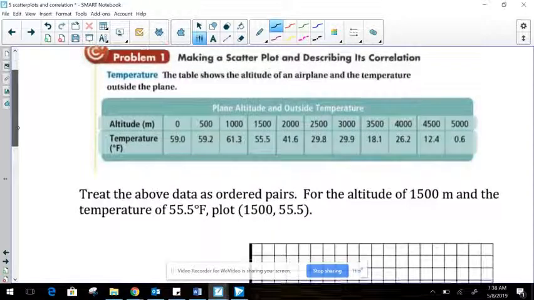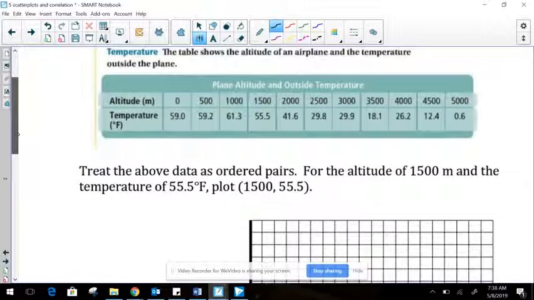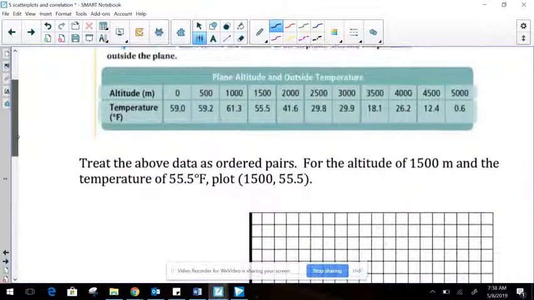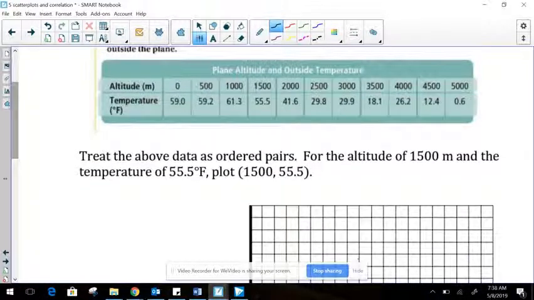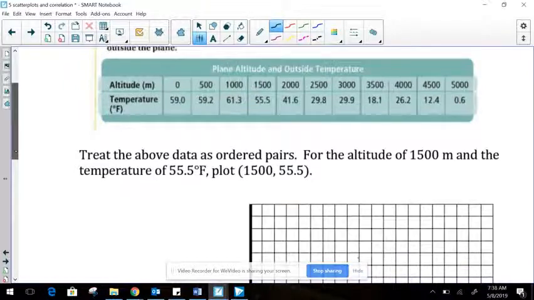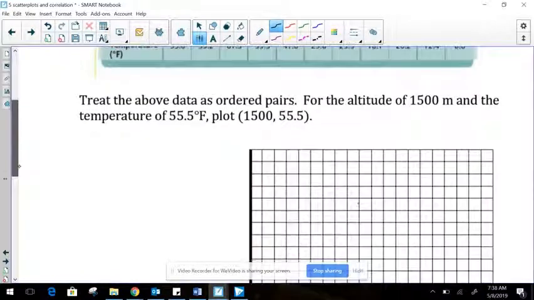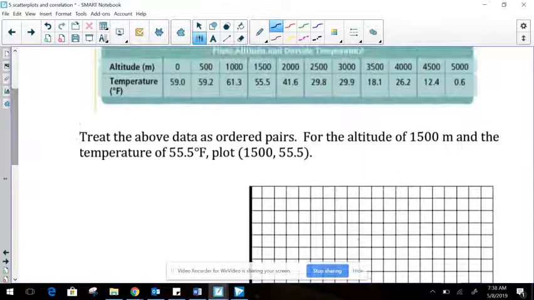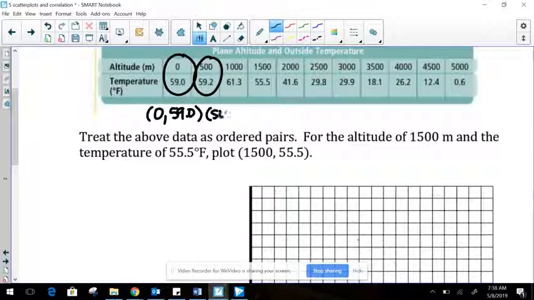Okay, so we have this example on the back page. Your altitude of the plane and then the outside temperature. So telling you, okay, the altitude, this is in meters. Your temperature is in degrees Fahrenheit. All right, so let's go ahead and label our graph and title first. So let's treat the above data as ordered pairs. So what they're saying is that this first group in here would be 0, 59.0. This group of numbers would be 500, 59.2. These are my X variables. These are my Y.